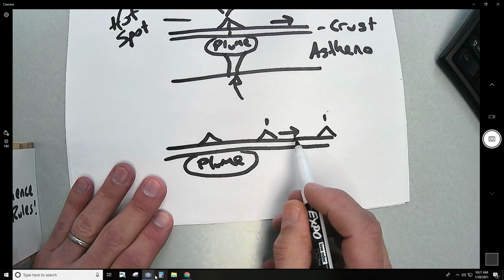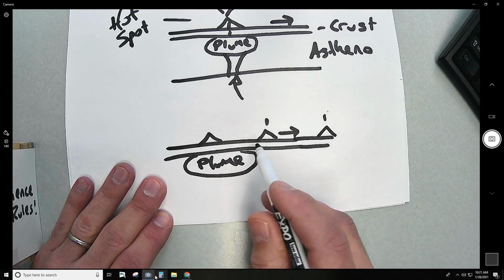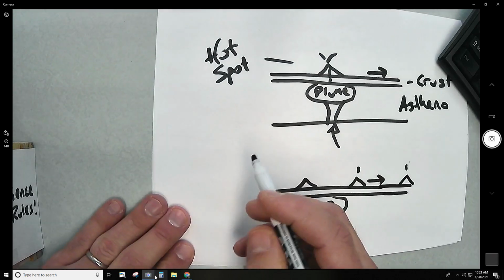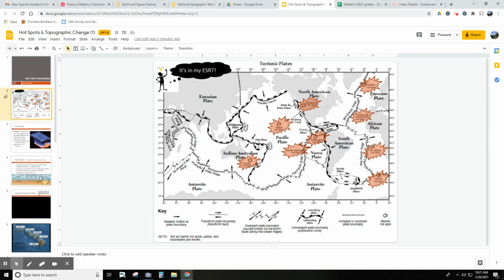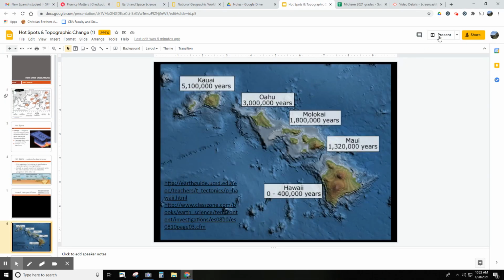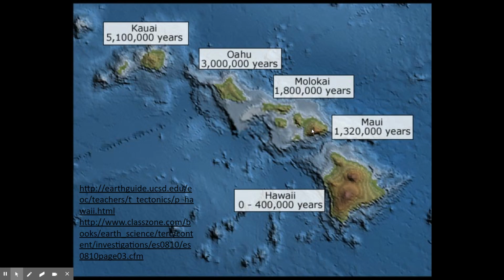So we can tell which way plates are moving just by looking at these volcanoes and the direction of their chain. Think about the islands of Hawaii. Let's go back to my slideshow here. If you look at the islands of Hawaii, you see multiple islands that were at one time all active volcanoes. Maui, Molokai, Oahu, and Kauai were all at one time active volcanoes, but now they're no longer active because they've moved off of the hotspot.